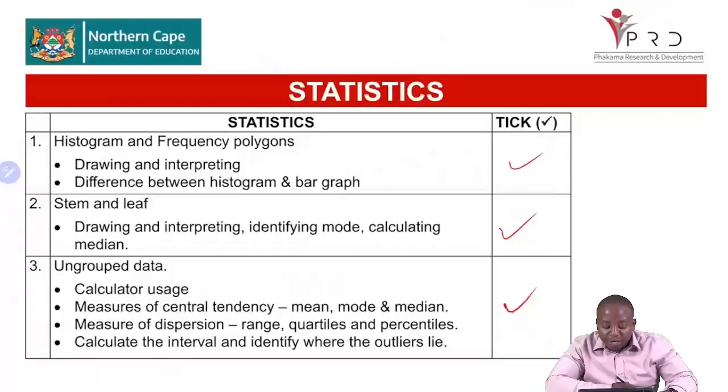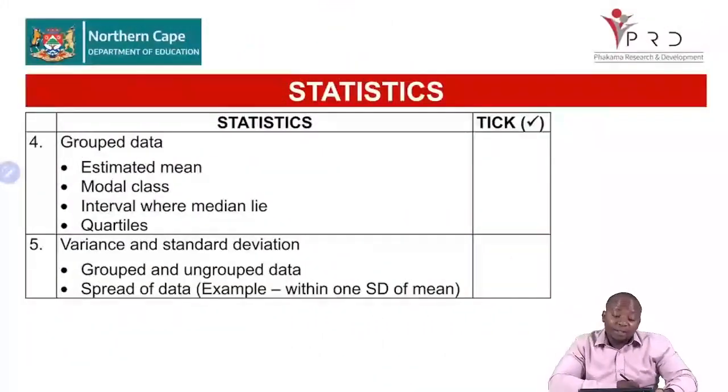Number 2, are we able to work with the measures of central tendency, where we are looking at the mean, mode, and median when we are given ungrouped data? Number 3, are we able to find the measures of dispersion: range, quartiles, percentiles, calculating the interval and identifying where the outlier lies? We're working with the outliers also.